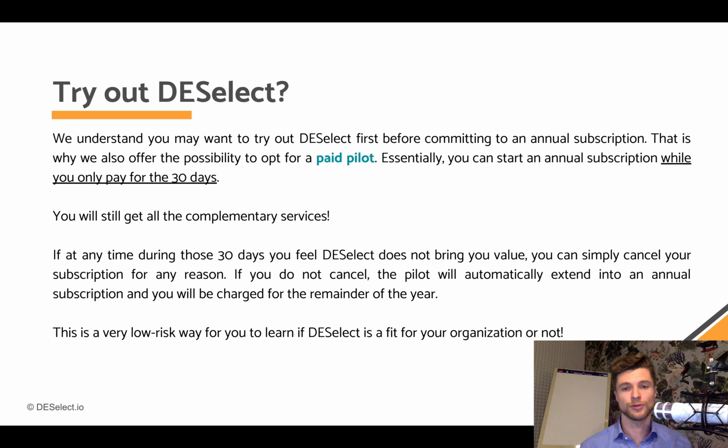If during those 30 days, for some reason, you feel we don't bring the value that you were expecting or it doesn't match your requirements, you can simply cancel that subscription for any reason. And if you don't cancel, great, that's what we aim for, then the pilot will automatically extend into the actual annual subscription. And at that point, you will be charged for the remaining 11 months of that first annual subscription. So all in all, this is a very inexpensive, low-risk way for you to find out if DESelect is a good fit for your organization or not.